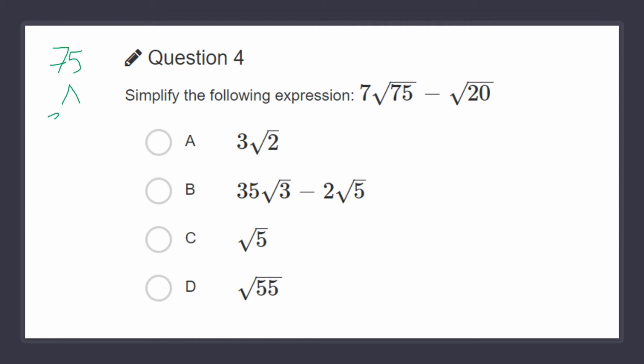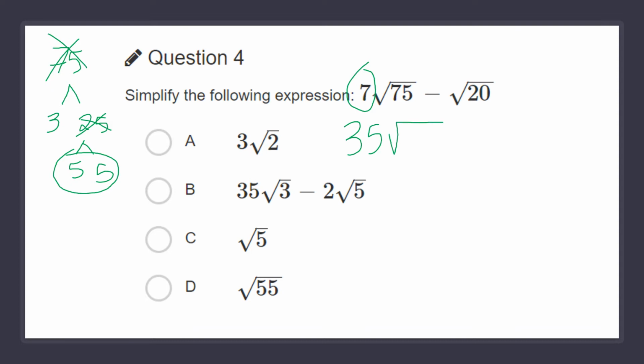That can be broken down to 3 and 25, and then 25 can be broken down to 5 and 5. So I'm going to have a couple of 5s that comes out. It's going to need to get multiplied by that 7 that's already there. So this is going to turn to 35 square root, and my single is 3, so root 3. Minus, and then let's break down that 20.